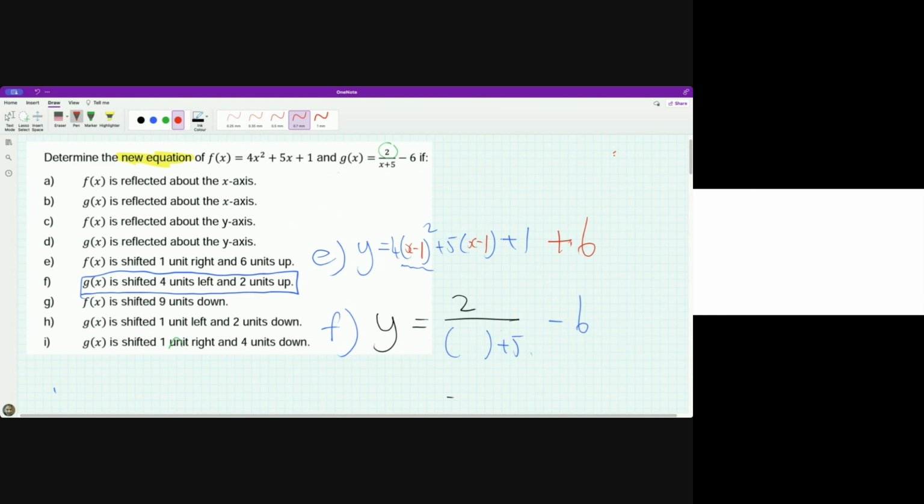I like to write them like that before I actually start. So 4 units to the left, 2 units up. Well, the 2 units up is quite simple. Now, what about 4 units to the left? That's going to be x plus 4. So what is this going to be? It's going to be 2 over x plus 9 minus 4. Give me a thumbs up if you're okay there.